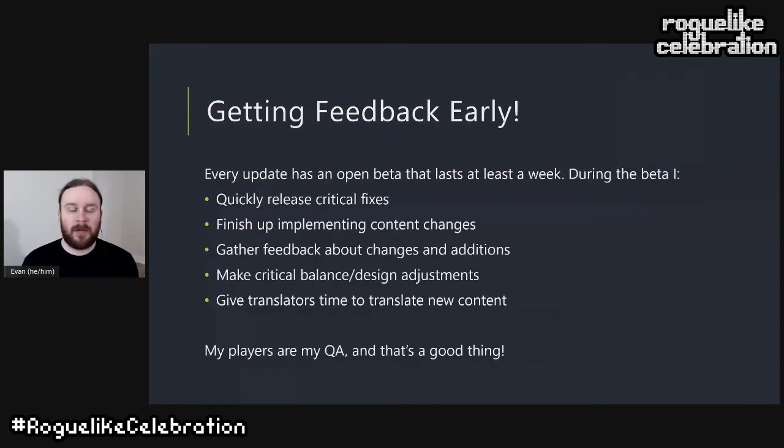And finally, one other important part of feedback is getting that feedback early. Every single update that Shattered has an open public beta that lasts for at least a week. During the beta, I do things like quickly fix critical issues. Generally, betas are stable after about a day. I'll finish up any outstanding game content, gather feedback, and make any critical tweaks based on that feedback.